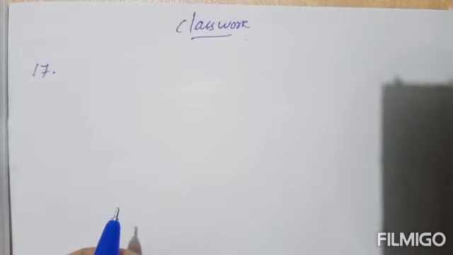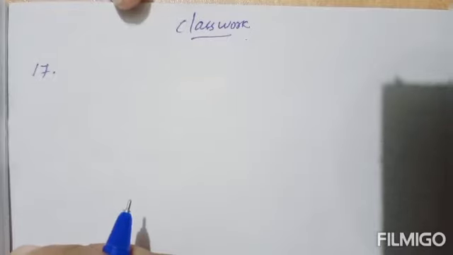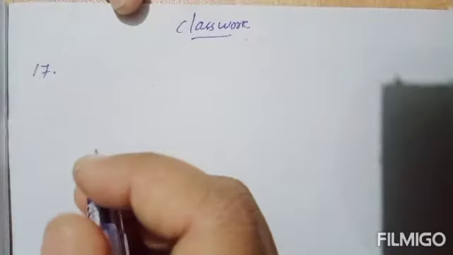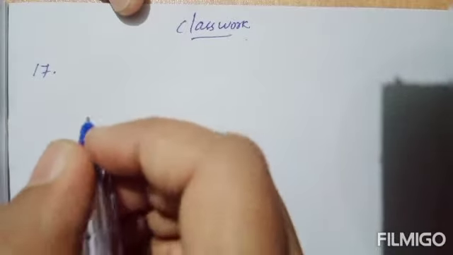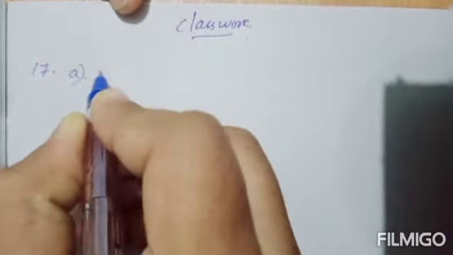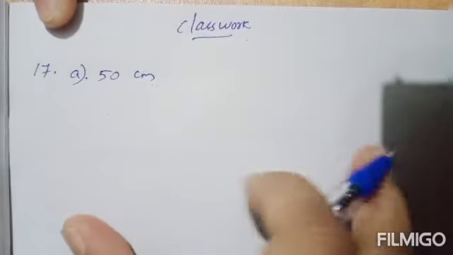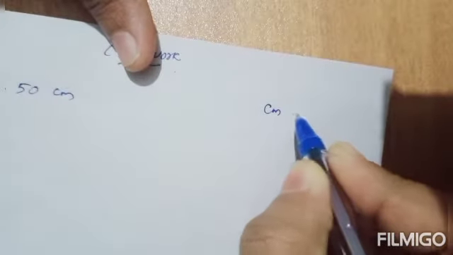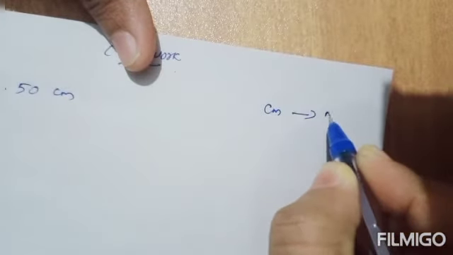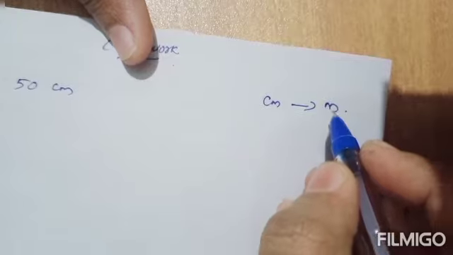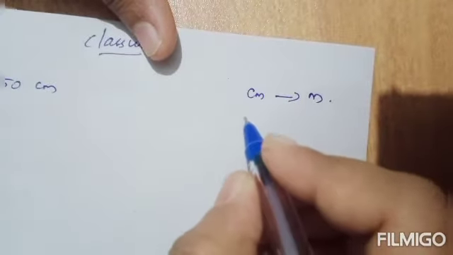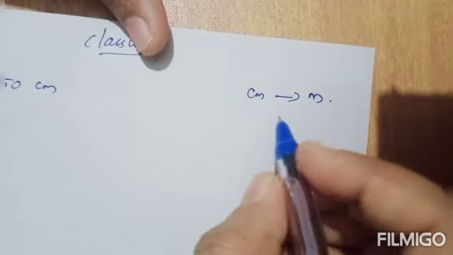So we have been discussing chapter 16, measurement, in that exercise 16a. Next, 17th question: express in meters using decimal notation, in that A, 50 centimeter. Okay, so here the question is given in centimeter and you have to convert that to meter. So you know the relation between centimeter and meter.